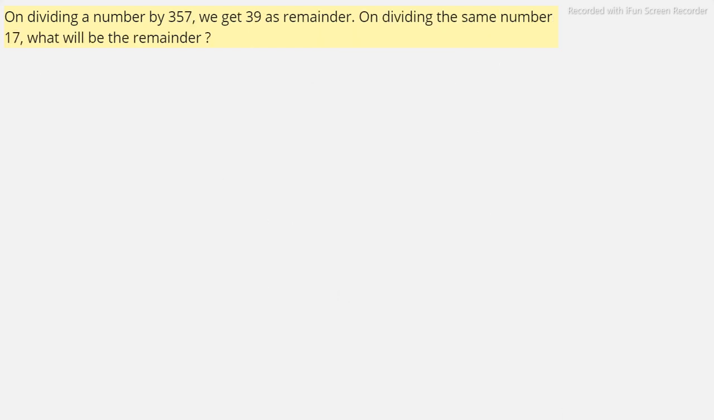The next question is, on dividing a number by 357, we get 39 as remainder. So on dividing the same number by 17, what will be the remainder? Let the number be x. On dividing a number by 357, we get 39 as remainder. So x is equal to, we are dividing it by 357, some quotient q, and remainder is 39.